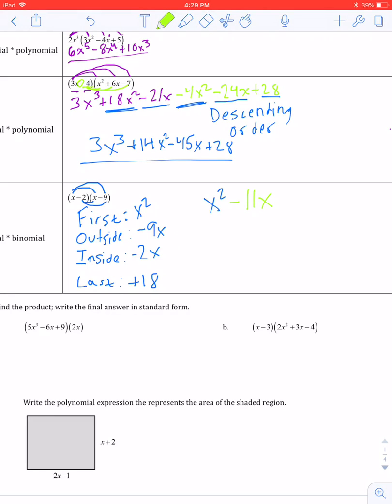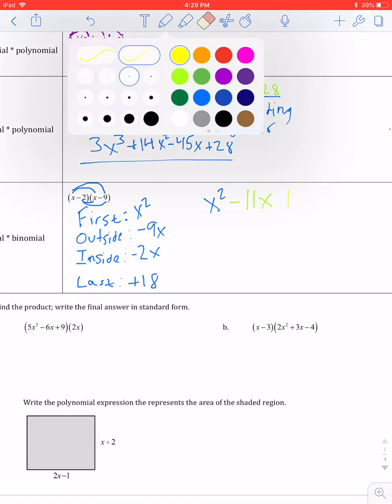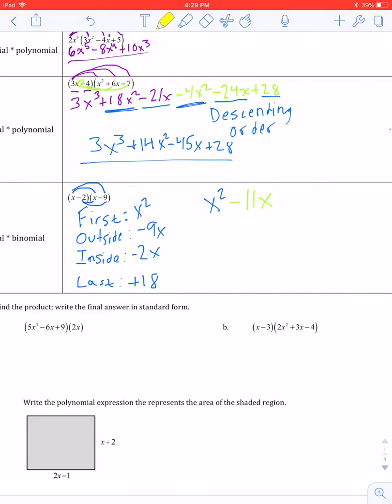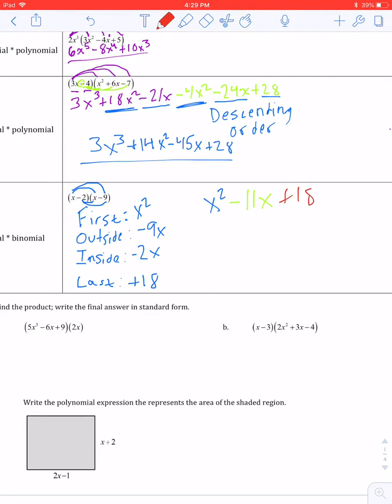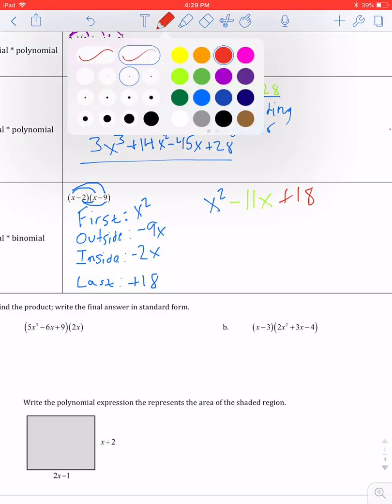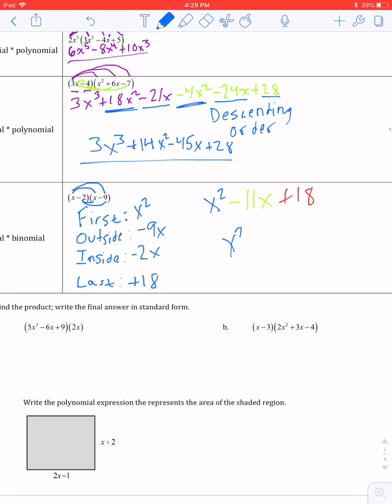And then finally I have 18, which is just a constant by itself, but it is a positive 18. That is important. Have to carry that positive with it. I'll write that in a different color as well. So you'll have x squared minus 11x plus 18 as your final answer.